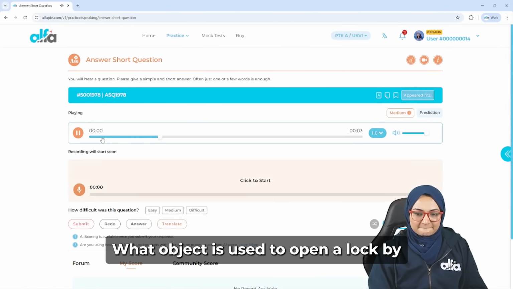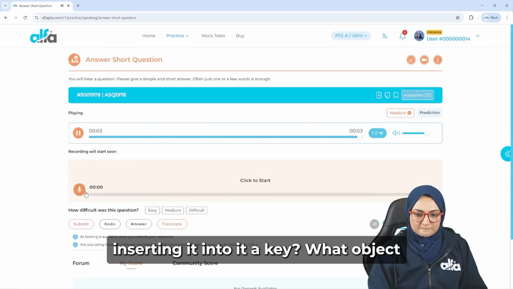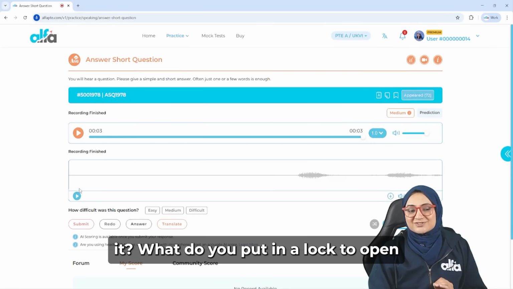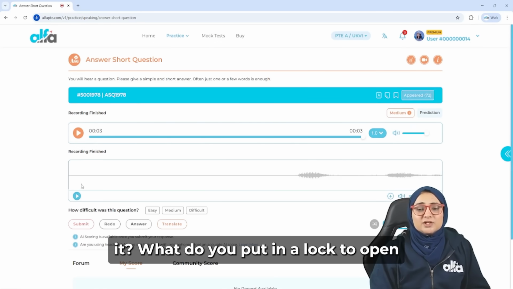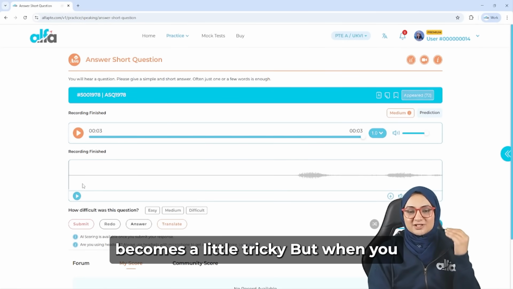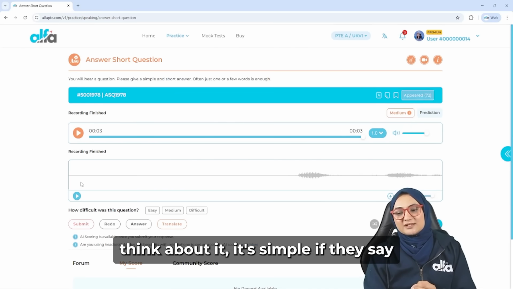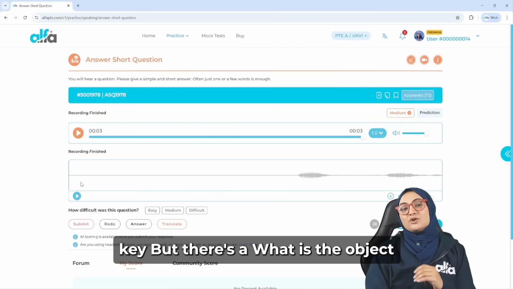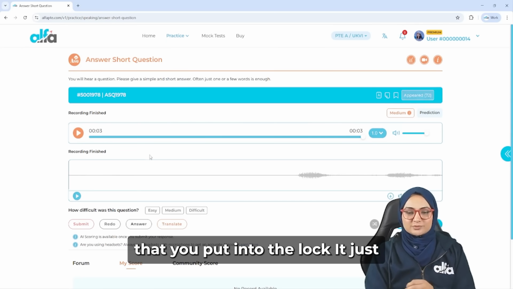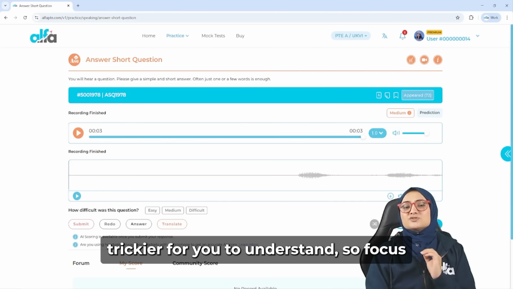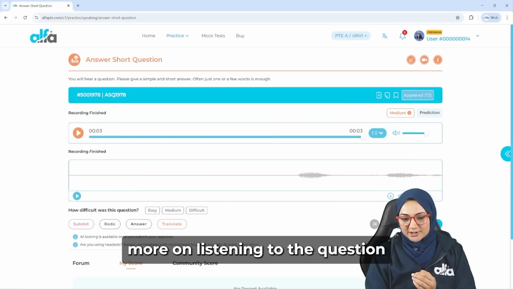What object is used to open a lock by inserting it into it? A key. What object is used to open a lock by inserting into it? What do you put in a lock to open it? You insert a key. So the question becomes a little tricky, but when you think about it, it's simple. If they say, what do you put inside a lock to open it? Key. But they say, what is the object that you put into the lock to open? They try to make it a little more tricky for you to understand. So focus more on listening to the question properly.